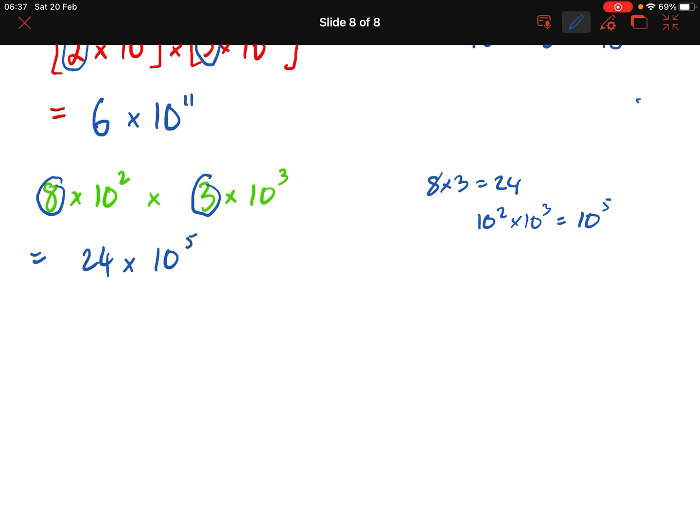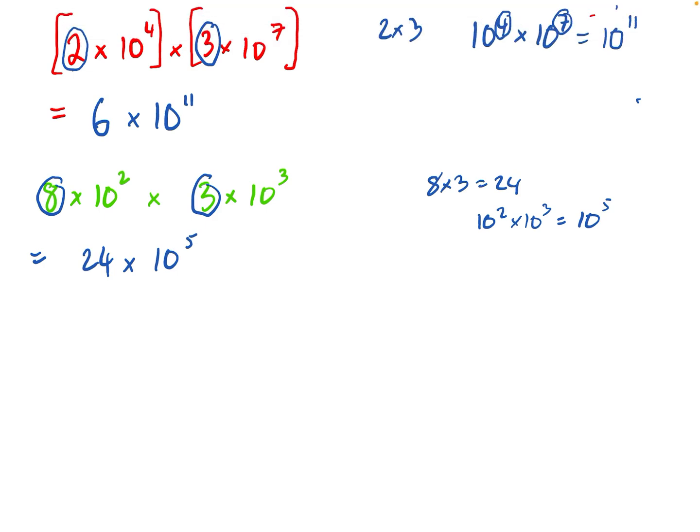Okay, so we think we're done. However, we're wrong. This answer is incorrect. Well, it's not incorrect, it's just we haven't finished, because remember, you always need to make sure your final answer is in standard form. Now, this is not in standard form. 24 times 10 to the 5 is not standard form. Why not? Because 24 is not between 1 and 10. So I need to change it.